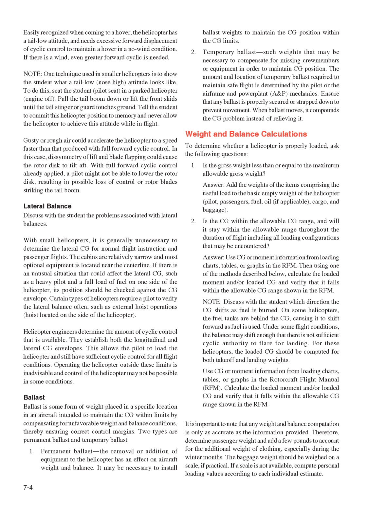2. Temporary ballast. Such weights may be necessary to compensate for missing crew members or equipment in order to maintain CG position. The amount and location of temporary ballast required to maintain safe flight is determined by the pilot or the airframe and powerplant (A&P) mechanics. Ensure that any ballast is properly secured or strapped down to prevent movement. When ballast moves, it compounds the CG problem instead of relieving it. Weight and balance calculations. To determine whether a helicopter is properly loaded, ask the following questions.